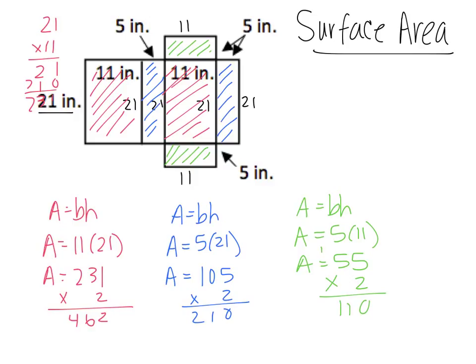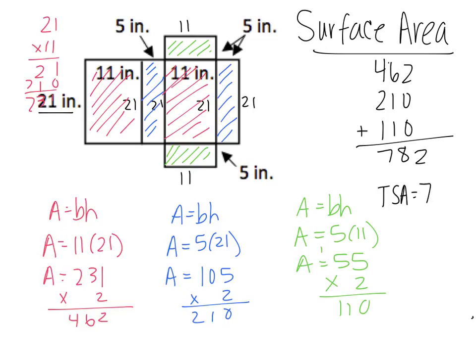110. Now the final thing that we do to get all of the shapes together is to add them all together. So you do 462 and 210 and 110, and we're going to add it all together. So I have 2, 8, and 7. So my total surface area, TSA, is 782 inches squared. Now the reason why I did inches squared is because we're still dealing with area. I'm not filling anything, I'm just doing the area, the outside covering of it.